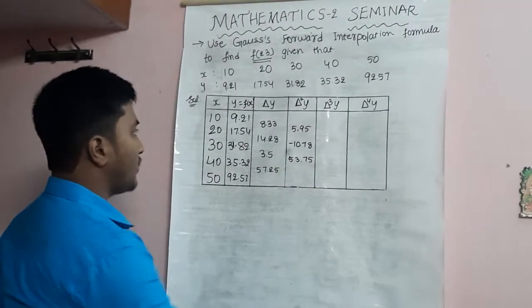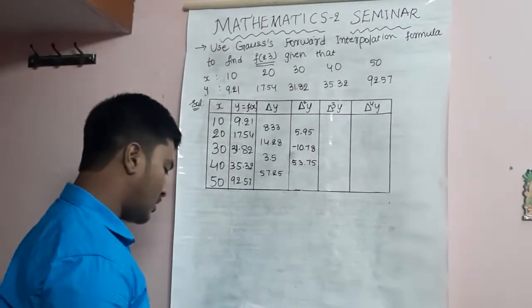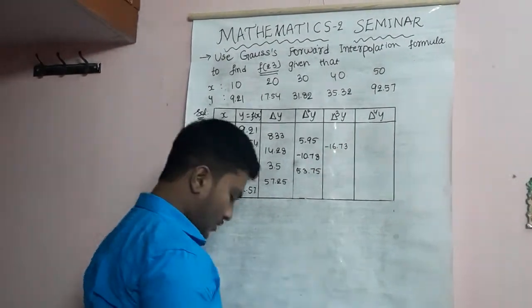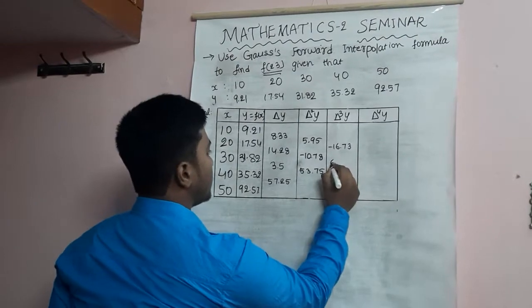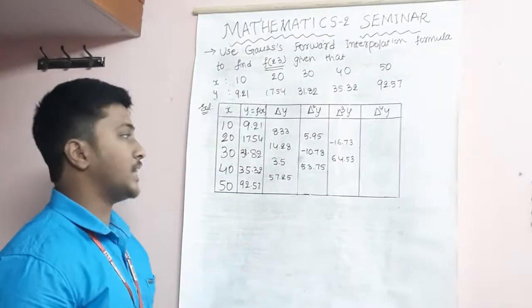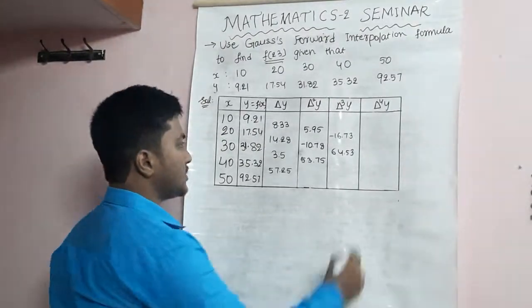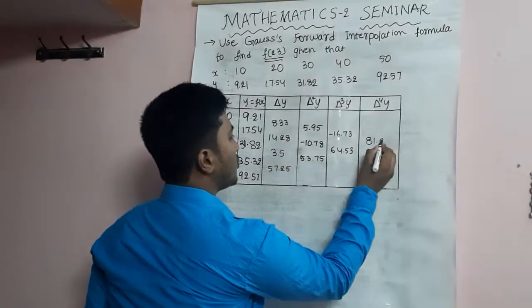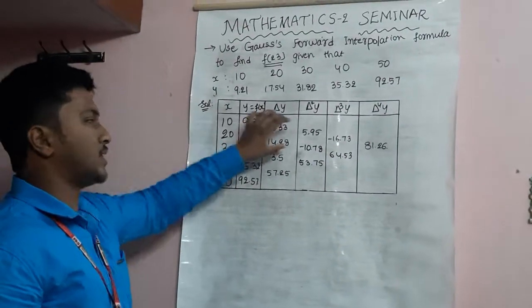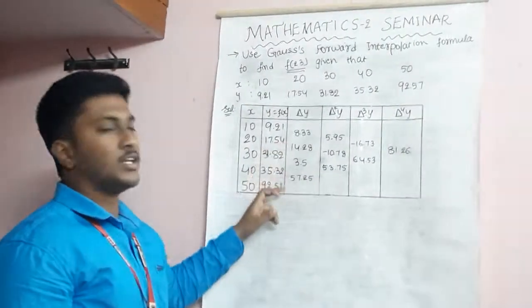And next we should find the third differences in a similar manner. So it is minus 16.73 and this one 64.53. So these are the third differences, and next we should find the final difference. It is 81.26. Okay. So after the given data we should construct the table and we should find all the differences.